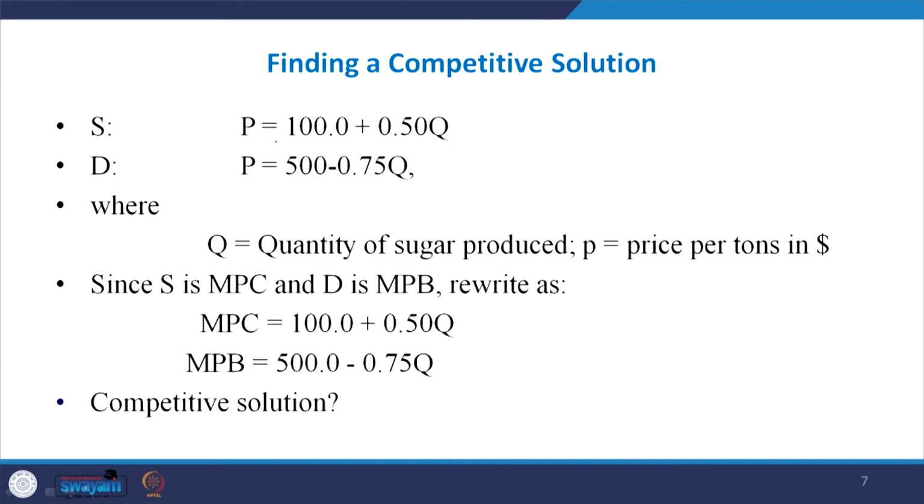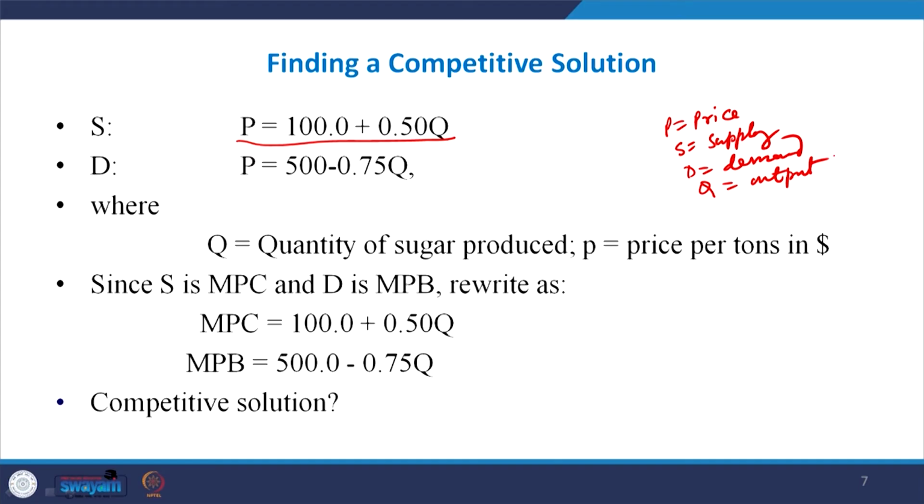So, let me take the supply curve and demand curve. So, we have this supply curve. P stands for price. So, P is price, S is supply, D is demand, okay, Q is output. Okay. Now, P equal to 100 plus 0.05 Q, that is the supply curve. Demand curve is P equal to 100 minus 0.75 Q.